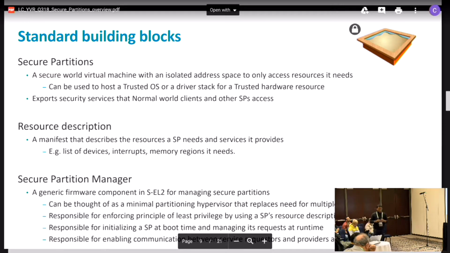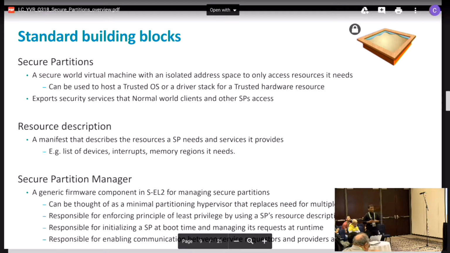Now, each secure partition or the secure VM would need to specify what it needs for correct operation. So in the system address space, these are the memory regions, these are the devices. So it can specify that through a concept of a resource description, which is essentially a manifest, which has a list of these memory regions, these devices, these interrupts, right?